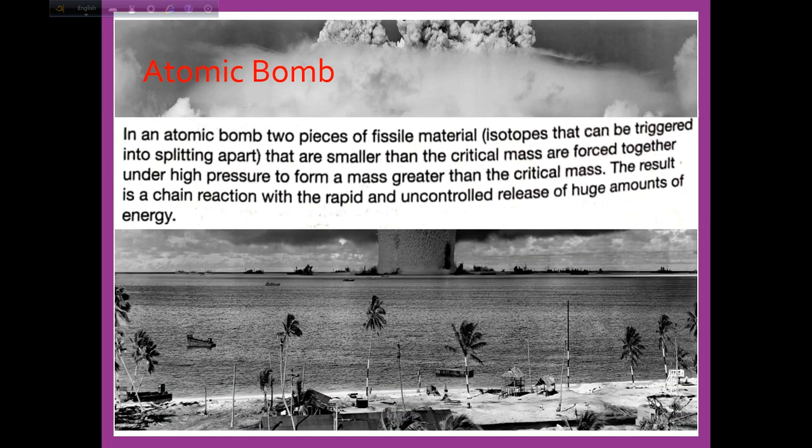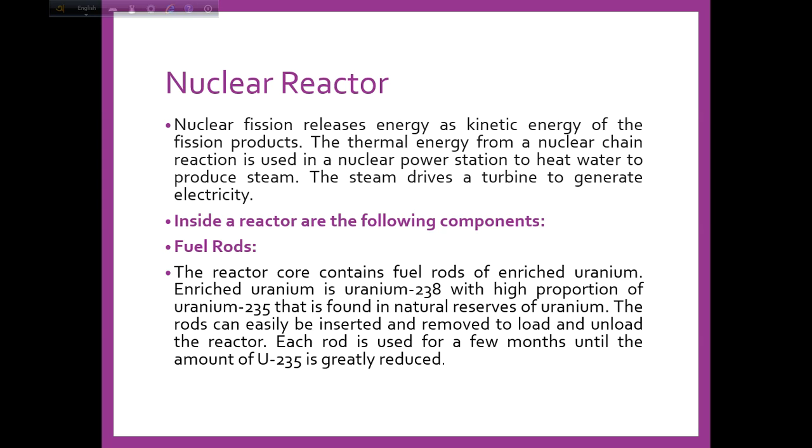Now regarding the atomic bomb, if we think about how an atomic bomb works, we can come to this conclusion: in an atomic bomb, two pieces of fissile material, each smaller than the critical mass, are forced together under high pressure to form a mass greater than the critical mass. The result is a chain reaction with the rapid and uncontrollable release of huge amounts of energy. So this is what an atomic bomb can create, and we know how much destruction it can cause.